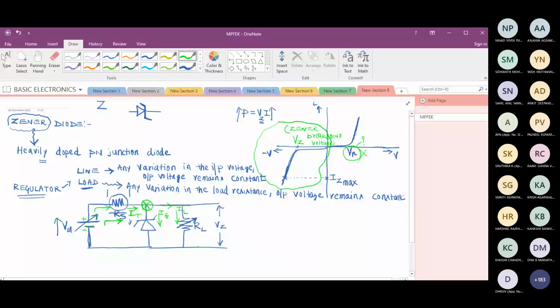If I use Kirchhoff's current law, KCL. KCL stands for Kirchhoff's current law. If you want, you can make a note. Can I write the total current entering the node X is equal to total current leaving the node X? Can I write IT equal to IZ plus IL?